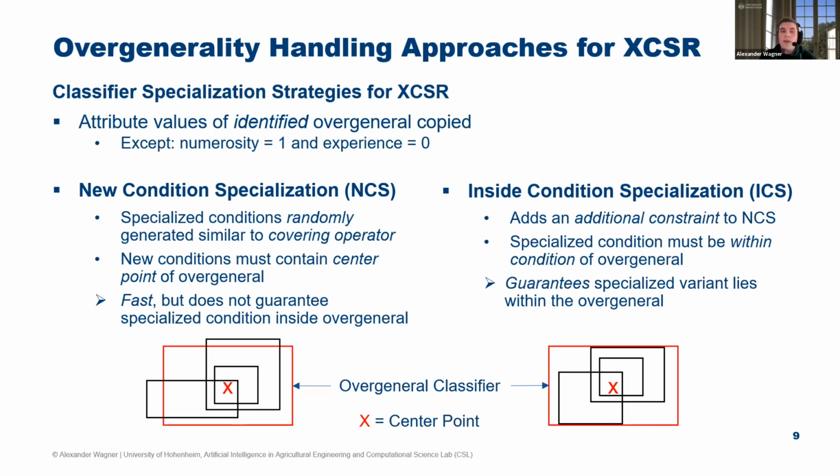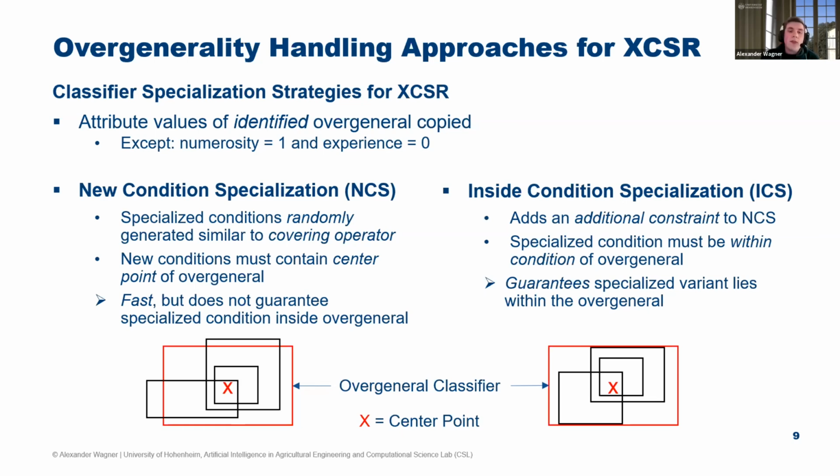classifier specialization strategies. These strategies are the new condition specialization, the NCS, and the inside condition specialization, the ICS. Both strategies have in common that they copy the attribute values of the identified overgeneral classifier to the newly created specialized versions, except the numerosity, which is set to 1, and the experience, which is set to 0.